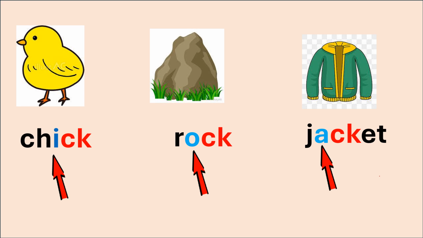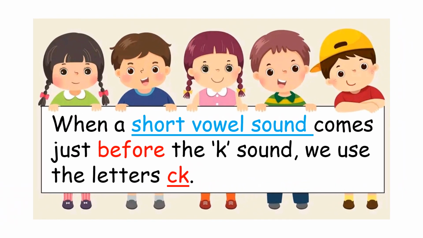So we have chick, rock, jacket, right? You're hearing that short vowel sound just before the k. So therefore, we use CK. To recap our rule, when a short vowel sound comes just before the k sound, we use the letters CK.